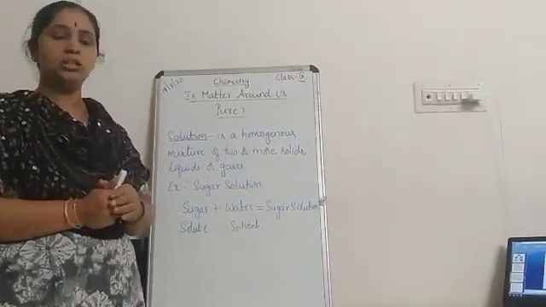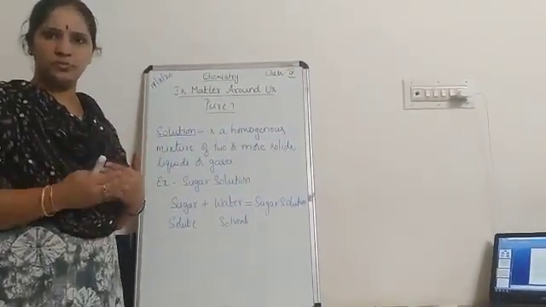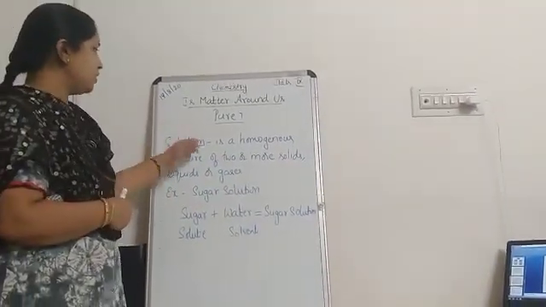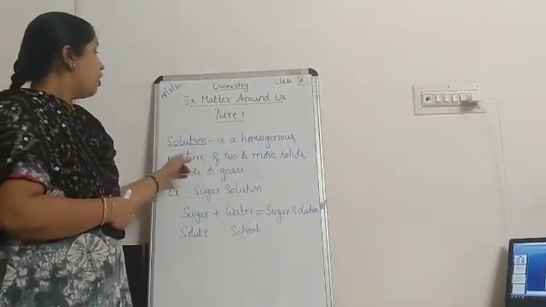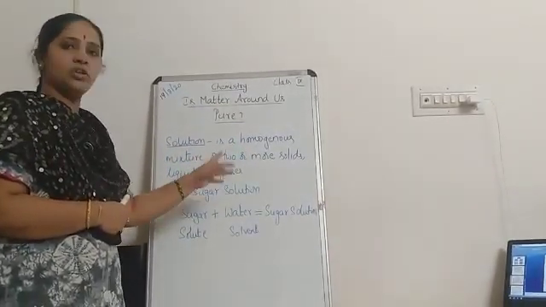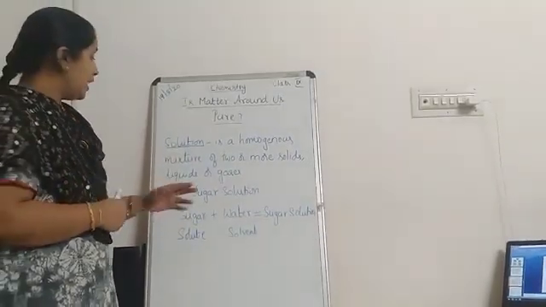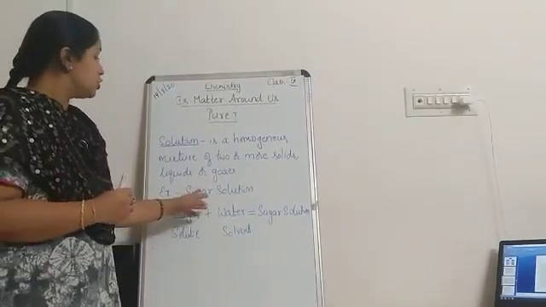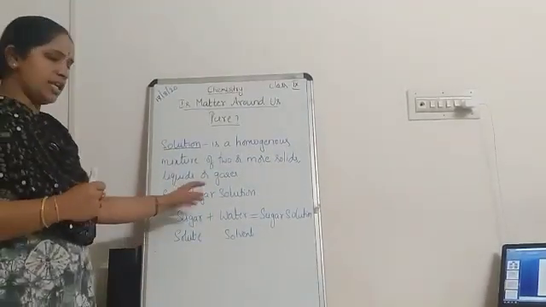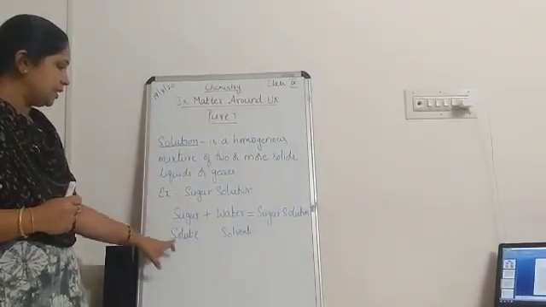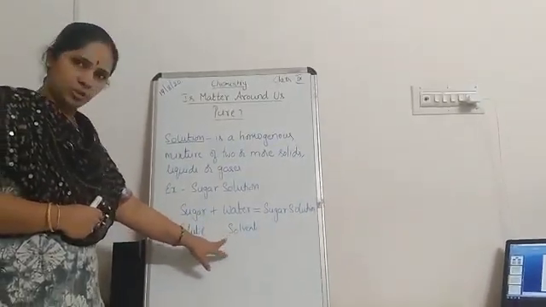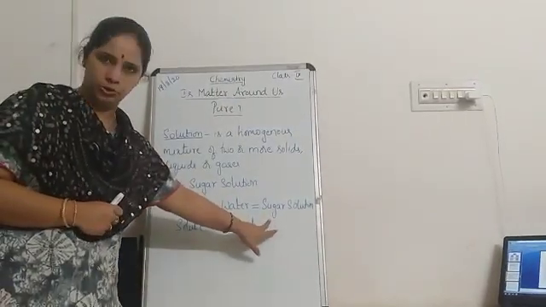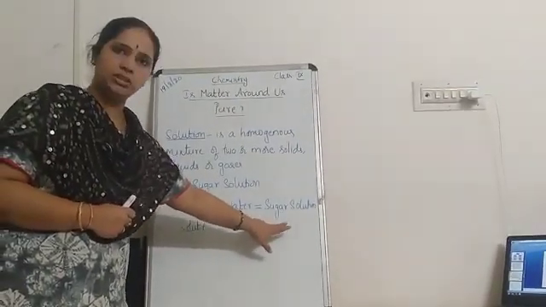So what is a solution? I've already discussed the different types of mixtures, that is homogeneous mixtures and heterogeneous mixtures. So solution is actually a homogeneous mixture of two or more solids, liquids or gases. For example, sugar solution is an example of a true solution. Sugar solution is prepared using sugar and water. Here sugar is the solute, water is the solvent. Sugar, the solute, is dissolved in the solvent to give rise to a solution. So here it is the sugar solution.